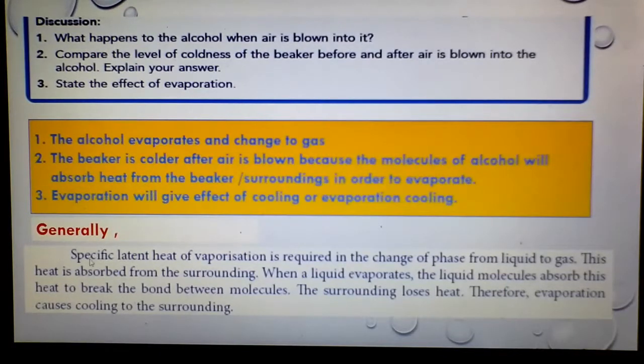Okay, so generally we can say specific latent heat of vaporization is required in the change of phase from liquid to gas. This heat is absorbed from the surrounding. When a liquid evaporates, the liquid molecules absorb this heat to break the bonds between molecules. The surrounding loses heat, therefore evaporation causes cooling to the surrounding.